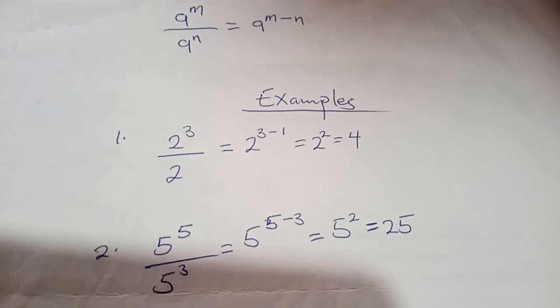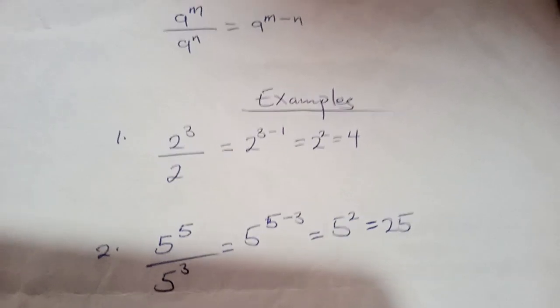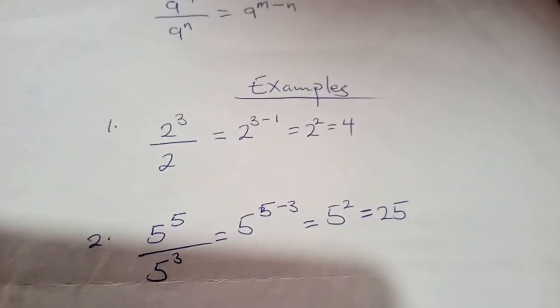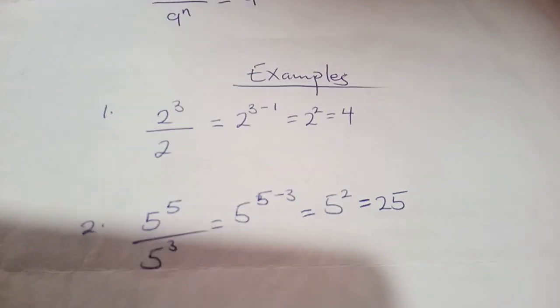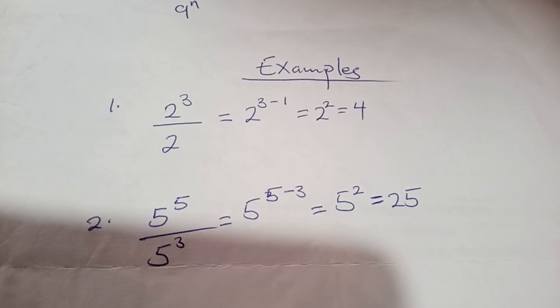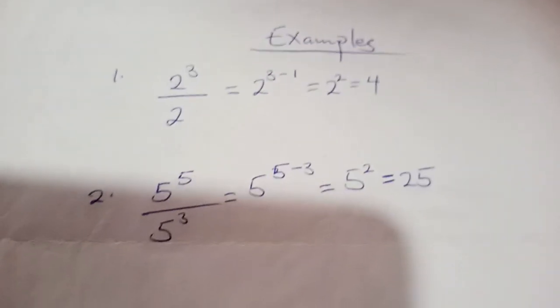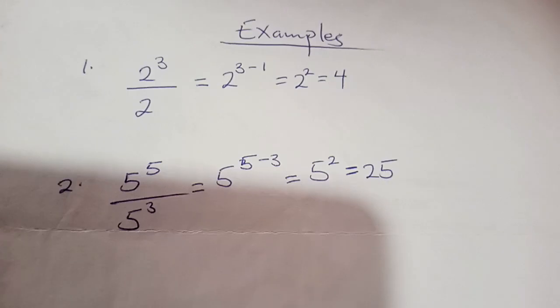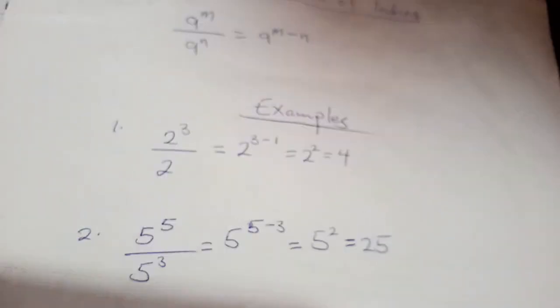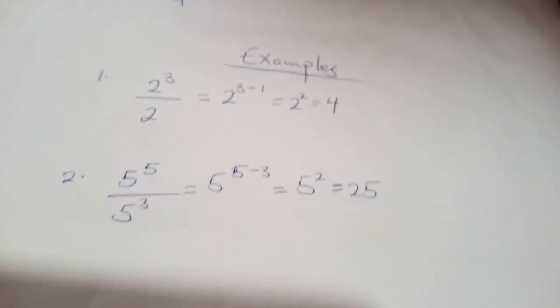Now 2 to the power 2 means 2 times 2. You multiply 2 twice by itself. When you multiply 2 by 2, you have your result to be what? 4. So that means the result for example 1 is what? 4. Okay, so let's proceed to example 2.